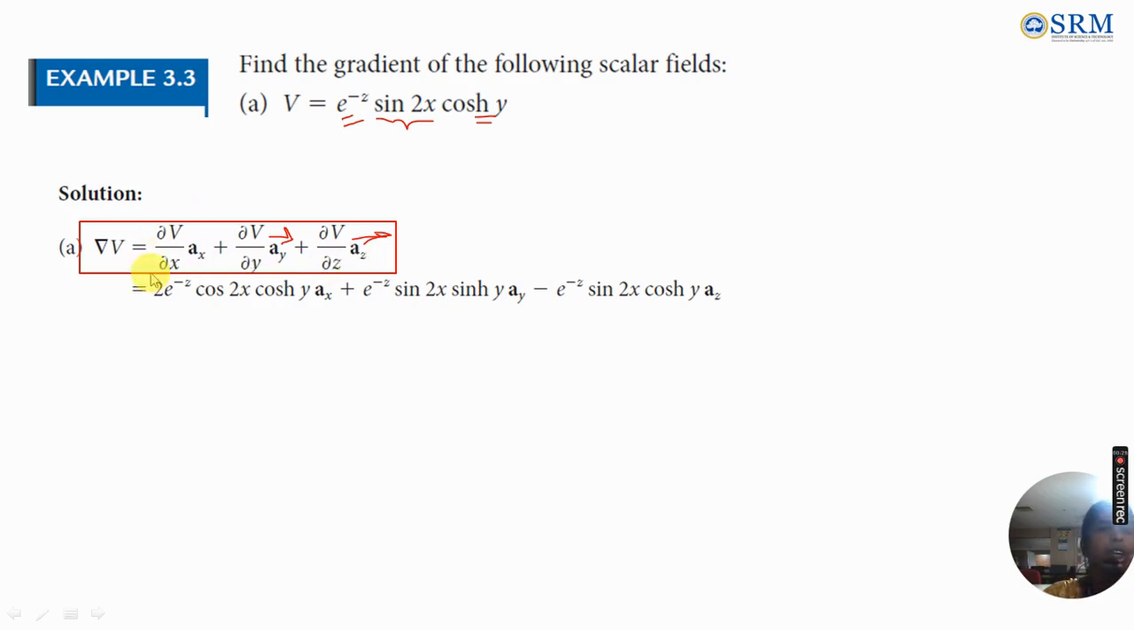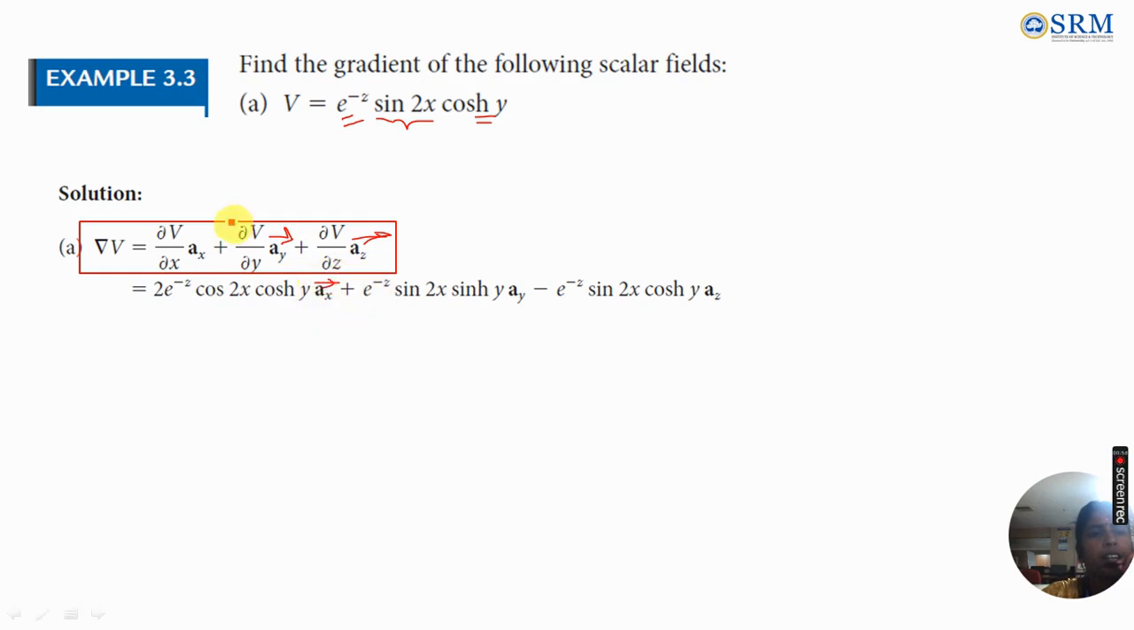So what is the meaning of ∂V/∂x? We have to take the whole function and partially differentiate with respect to x for the first component. If you differentiate with respect to x, the other two components are constant, so they will be retained here. e^(-z) cosh y is there, but differentiation of sin 2x will give me 2 cos 2x. And you have to multiply with the unit vector ax cap.